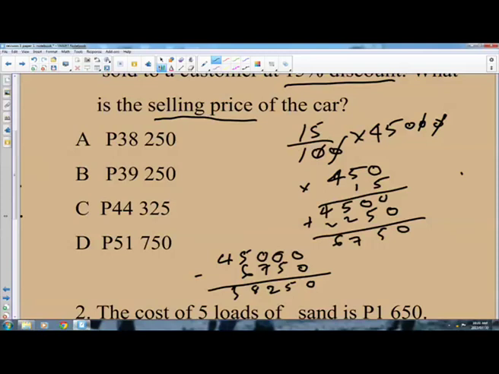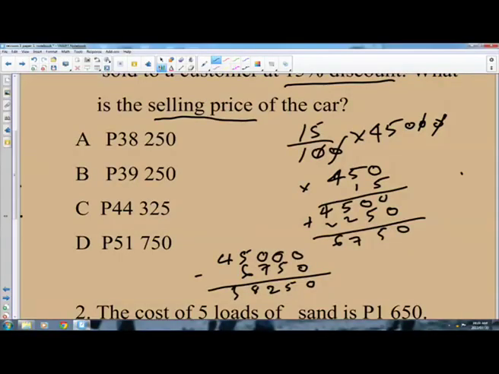38,250. After working this out, because this is a multiple choice question, we need to go and check our alternatives. If at all we got that answer there, we should have it in our alternatives. Now let us check. If that's the answer that we get, it means that is the correct answer we expected.